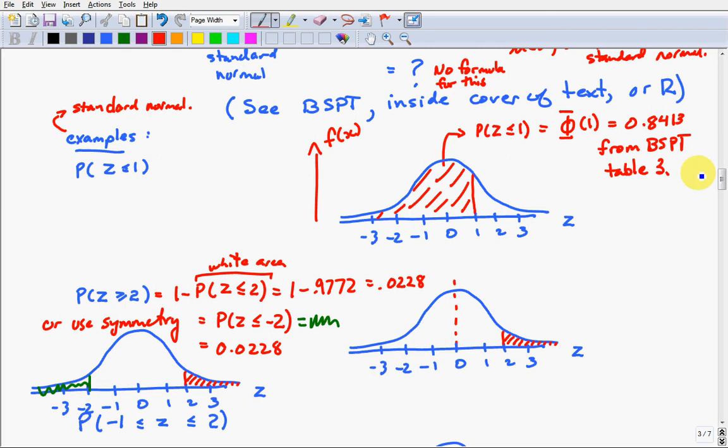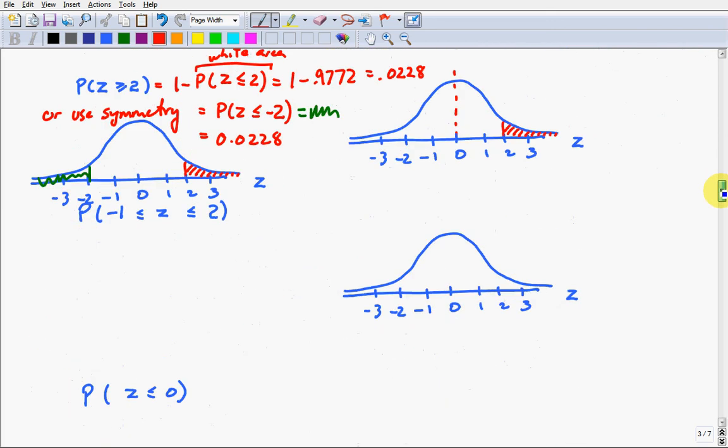All right, let's look at another one of these. So hopefully you're getting the hang of how to calculate these now. So what if we were to calculate the probability that z is between -1 and +2? So what that would look like is we have an interval that starts at -1 and goes to +2. So what we're interested in is this part right here.